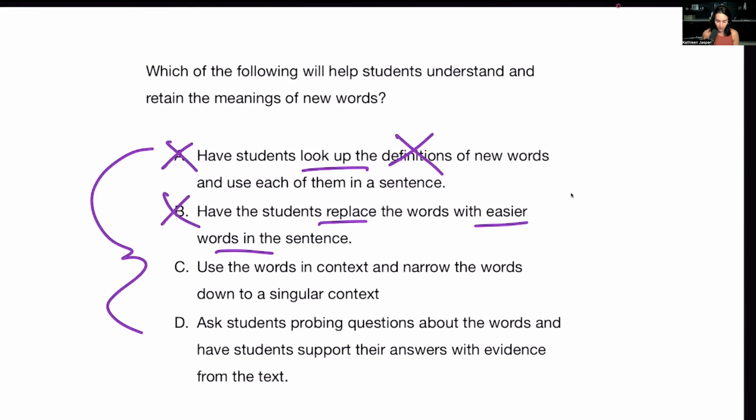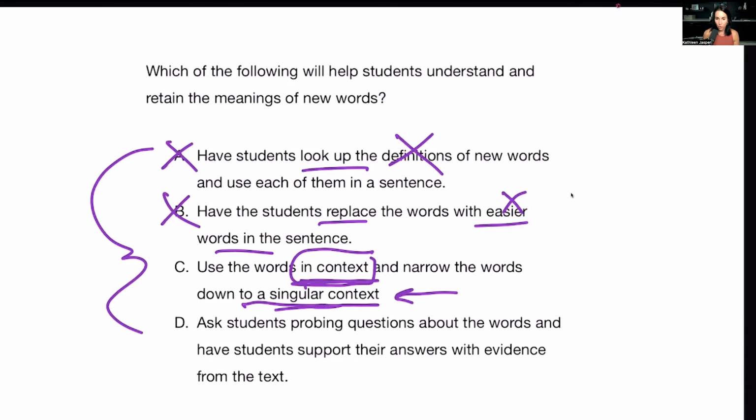So B, that word easier is a red flag for me. I'm going to cross it off. C, use the words in context. This is on my good words list. In context and vocabulary is very good. And narrow the words down to a singular context. Kind of went to a bad word here. Narrowing them down to a singular context, a lot of words don't have a singular context. So I'm not in love with C only because it took a good word or a good phrase and turned it into a bad phrase here. I'm going to leave it just in case, but I don't love it.